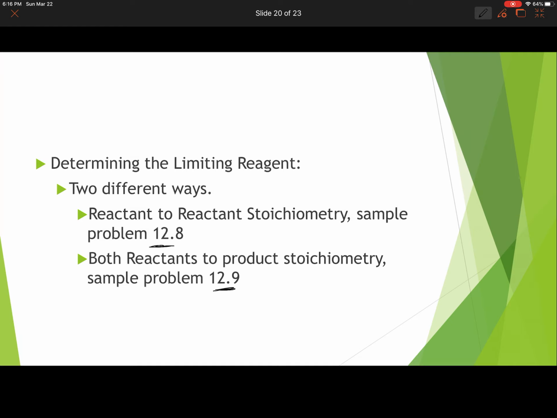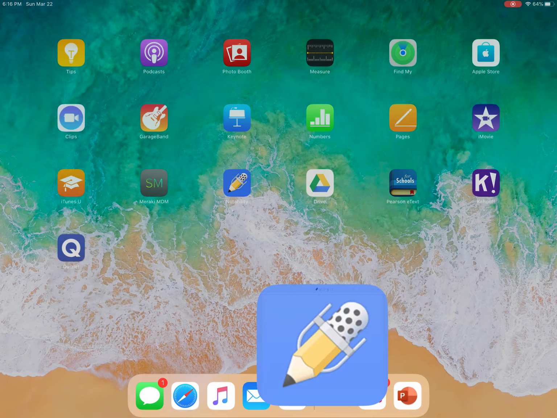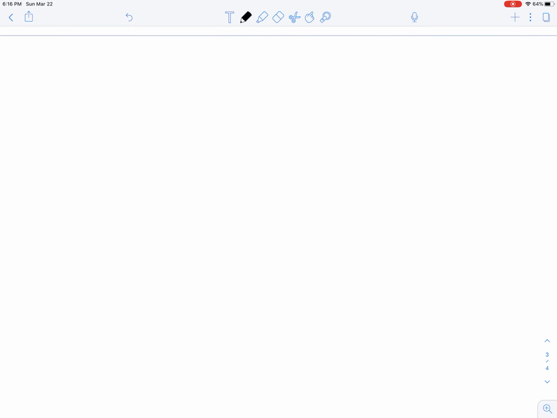We are going to look at questions 12.8 and 12.9 from the book. You can sort of follow along. I'm going to do them on Notability, but you can see what I'm doing, and then we'll do some practice problems after. So I'm going to switch to Notability, and I'm going to start with 12.8.